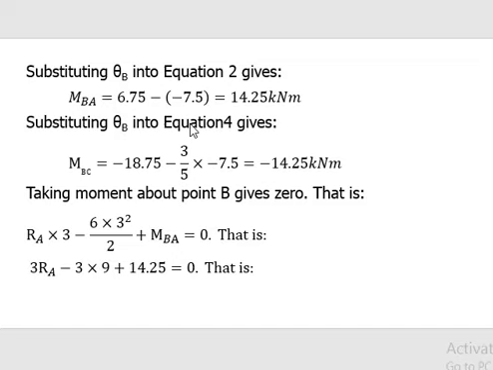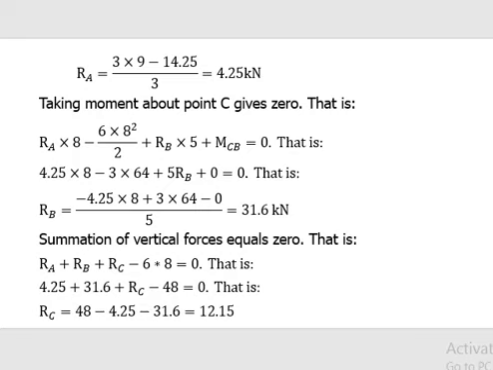The next thing is to calculate the vertical support reactions. Taking moment about point B gives 0. That is RA times 3 minus the UDL 6 times 3 square over 2 plus MBA, that's just before the support B, MBA, add it there. So when we resolve, we come down to 3 RA minus 3 times 9 because 6 over 2 is 3, 3 square is 9, plus MBA, which is 14.25, equals 0. Simplifying gave us RA as 4.25 kilonewton.